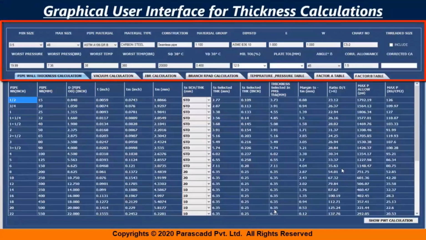Here I have the thickness calculation UI. So all you need to do is select the minimum and maximum size, the construction philosophy, the dimension standards, and then according to the pipe wall thicknesses, you can select the pipe sizes. And here we already have the B31.3 wall thicknesses according to the sizes data already input in our software.